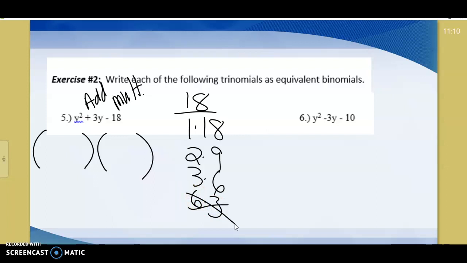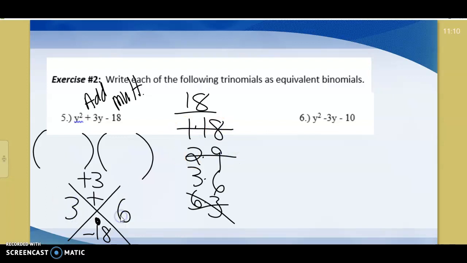Go ahead, put down the x. Think about what you have to add to and what you have to multiply to. So we're going to add to +3. We're going to multiply to -18. Can you think about the two numbers that will do this successfully out of those pairs that we have to choose from? Hopefully you're not thinking 1 and 18, nor 2 and 9, but 3 with 6.